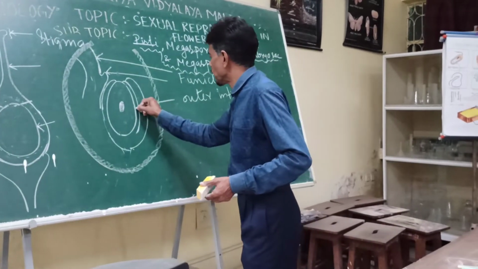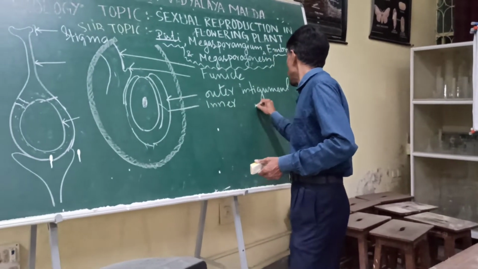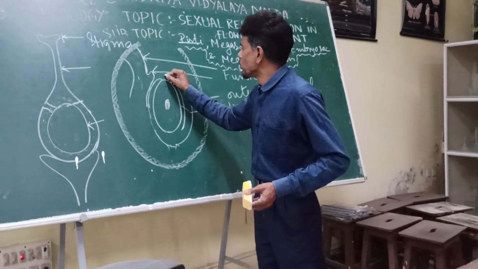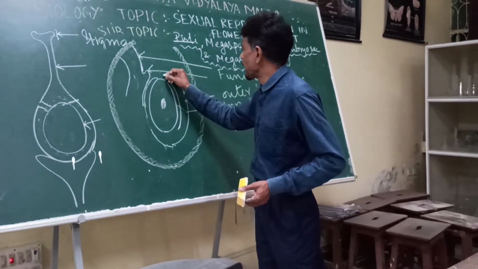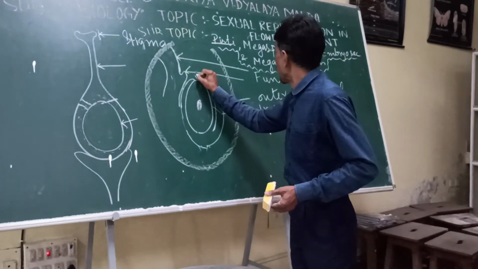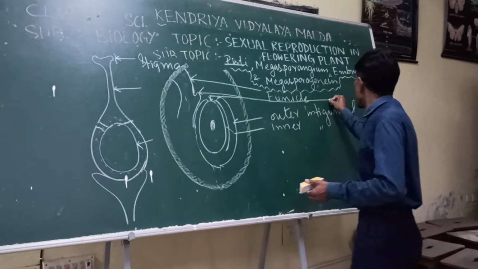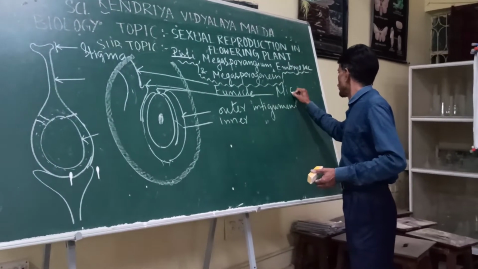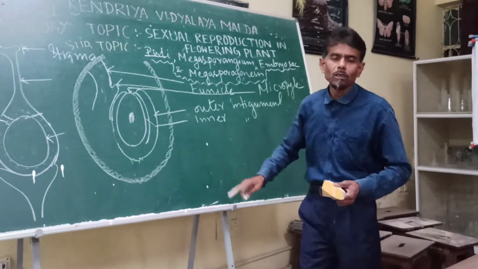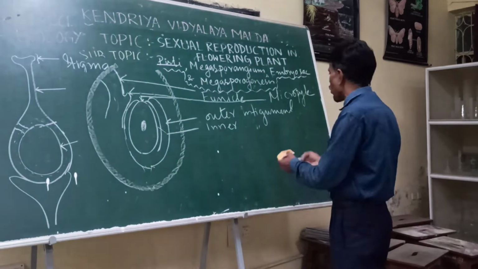this is the inner integument. At one end it is open, it does not have any full covering, this part. So this part where the covering is absent is called the micropyle. The opening part is called the micropyle, and this end of the ovule is called the micropylar end.